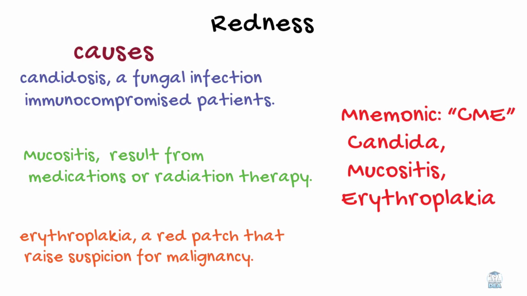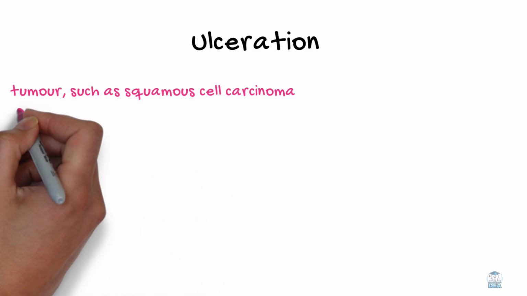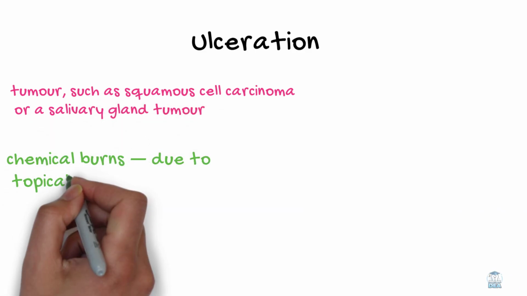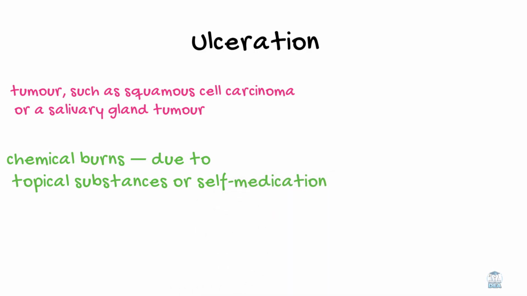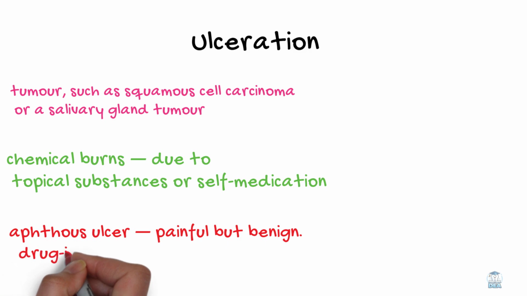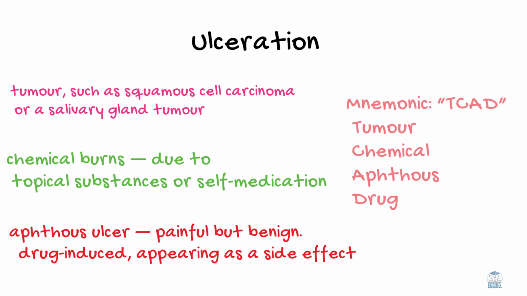But what if you see an ulcer on the floor of the mouth? That's when things get even more interesting. It could be a tumor, such as squamous cell carcinoma or a salivary gland tumor. It might result from chemical burns due to topical substances or self-medication. It could be an aphthous ulcer, painful but benign, or even drug-induced, appearing as a side effect. For ulcers, remember TCAD: tumor, chemical, aphthous, drug.